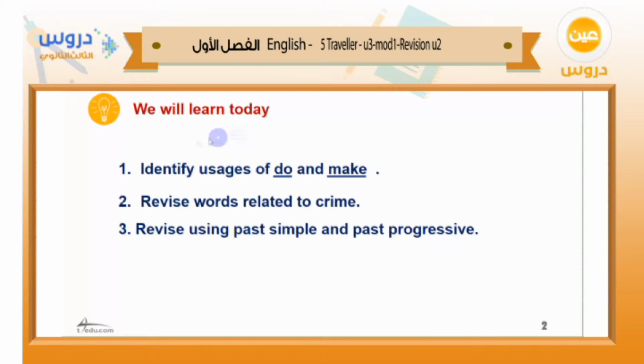What will we learn today? We will learn today, number 1, identify usage of do and make. Number 2, revise words related to crime. And number 3, revise using past simple and past progressive. Keep in mind that we are taking a revision lesson, Unit 2, Module 1 and Unit 3. So we are going to cover how to use do and make, and also revise some words related to crime, and the final thing, revise using past simple and past progressive.